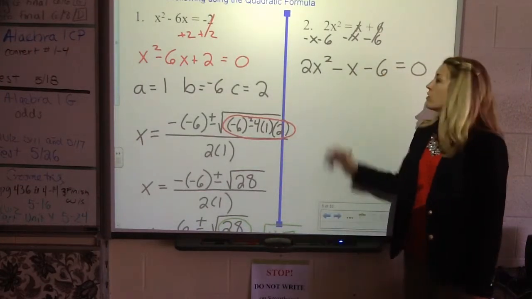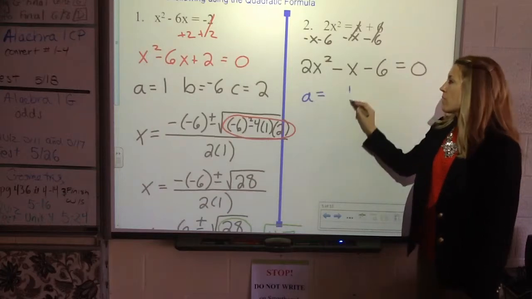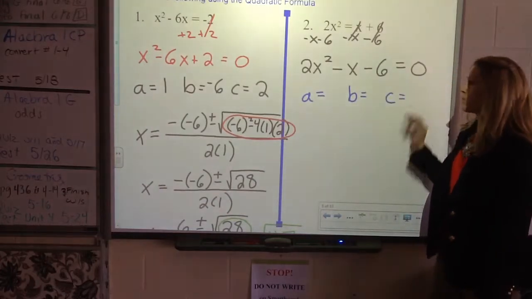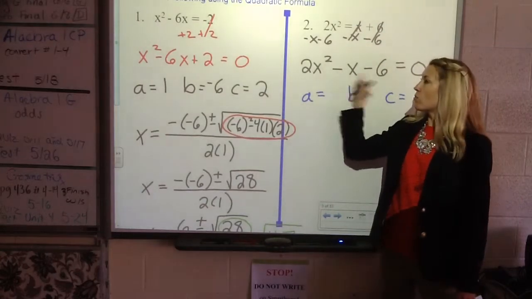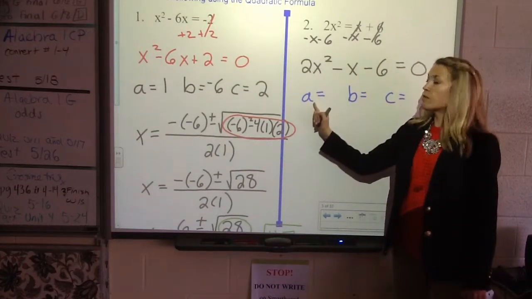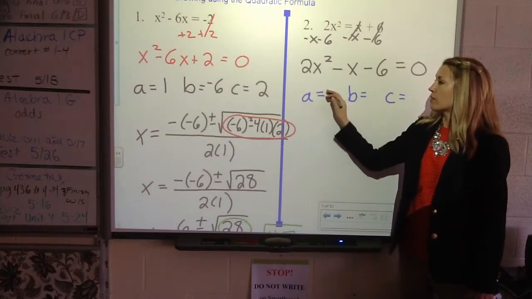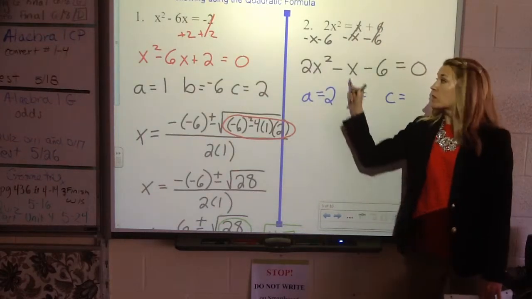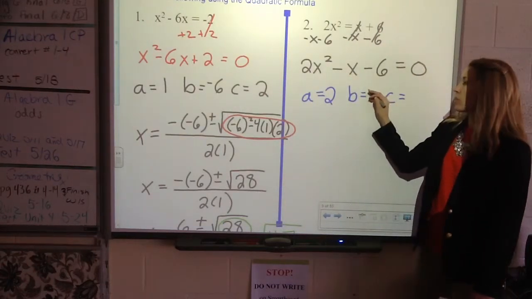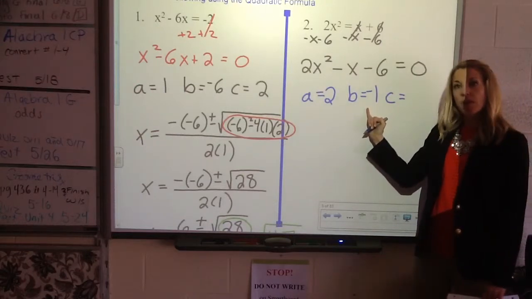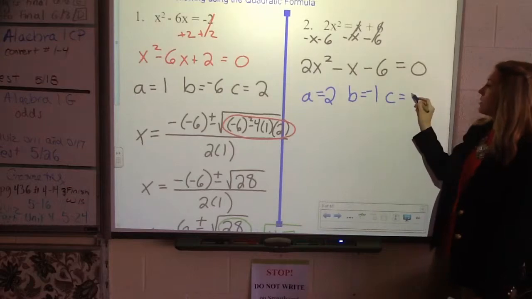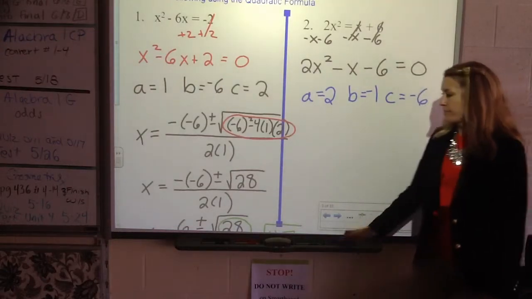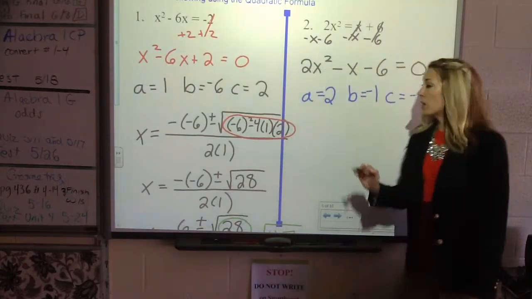Next thing I want to do is locate my a term, my b term, and my c term. These are always, if you're in standard form, in order. So what's in front of the x squared? That's your a term. What's in front of the x? That's your b term. That's actually the identity property. That number is -1. What's your c term? What's your constant? -6. So I just plug into the formula.